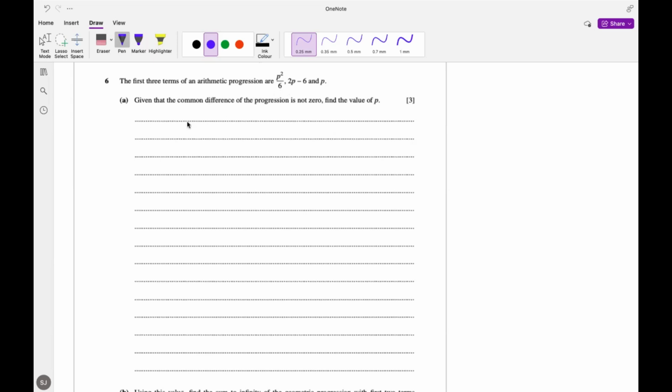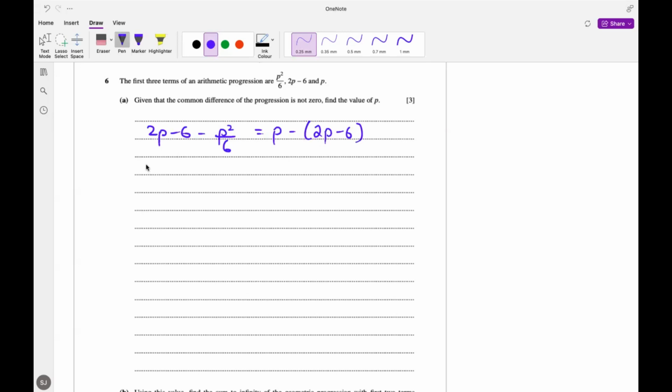So as we have the first three terms, we can say that the second term, which is 2p minus 6, minus the first term, which is p squared upon 6, will be equal to the difference of the third and the second term. So we can write it as p minus (2p minus 6).